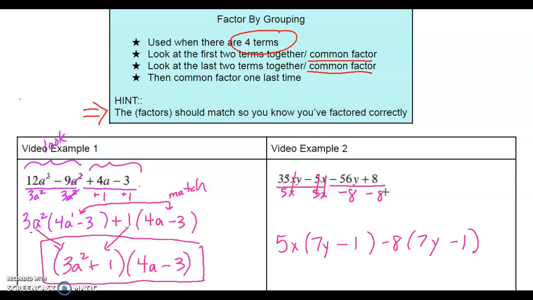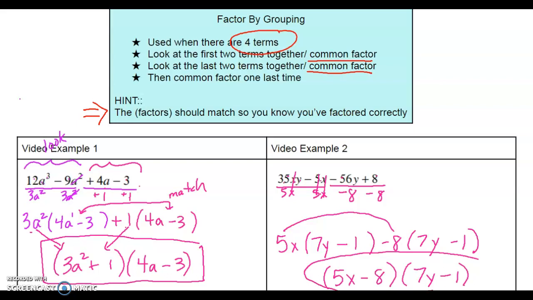So double check yourself. If your signs were incorrect, then you know you just need to change what you took out. They match, so we took out the right things. So these outsides go in a group together, and these repeat go together. All right, so that is factor by grouping. 4 terms, you do common grouping twice, and it matches up.